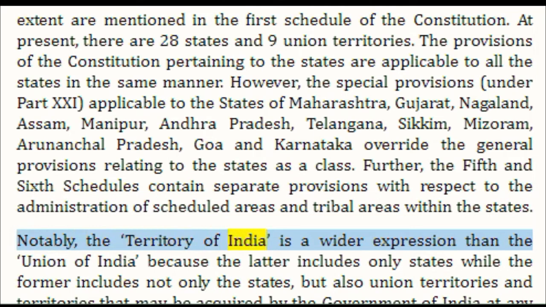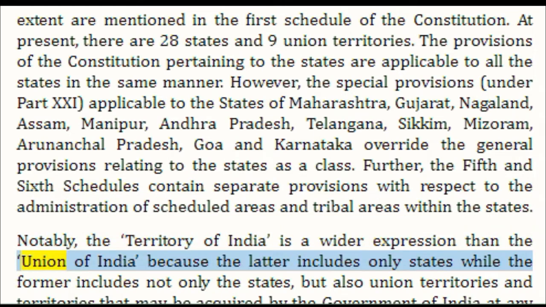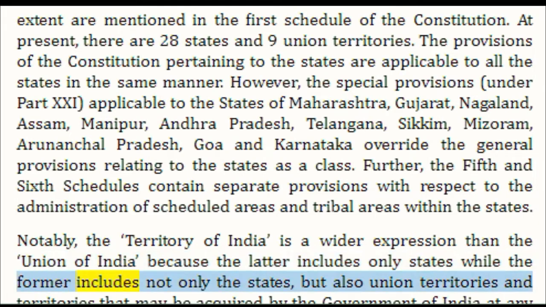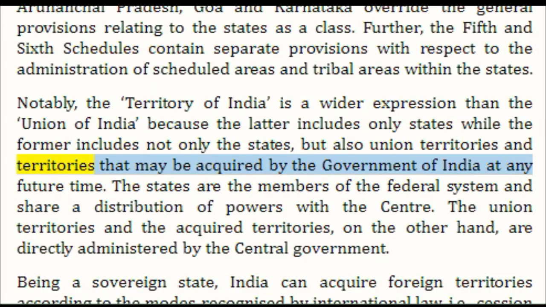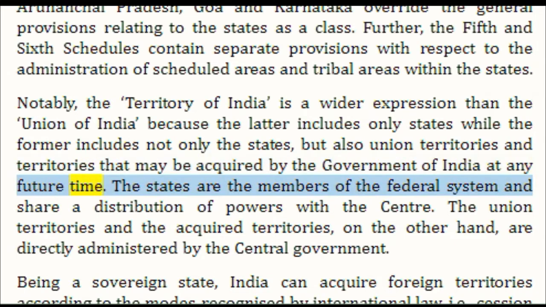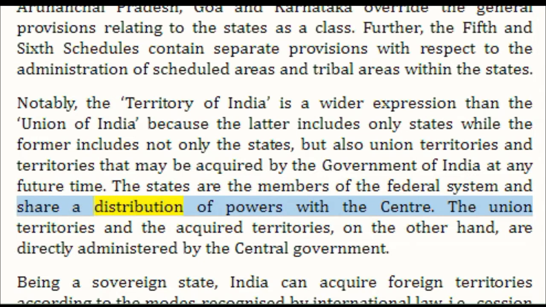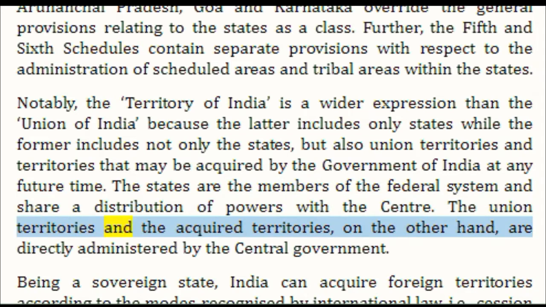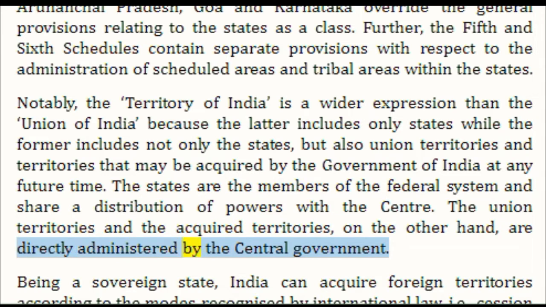Notably, the territory of India is a wider expression than the Union of India because the latter includes only states while the former includes not only the states but also union territories and territories that may be acquired by the Government of India at any future time. The states are the members of the federal system and share a distribution of powers with the center. The union territories and the acquired territories, on the other hand, are directly administered by the central government.